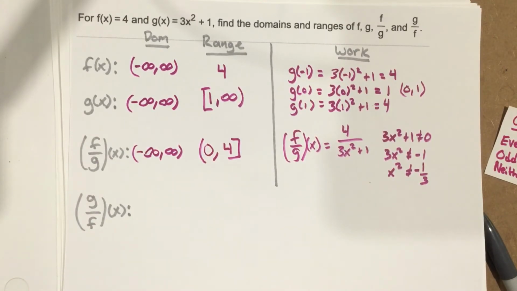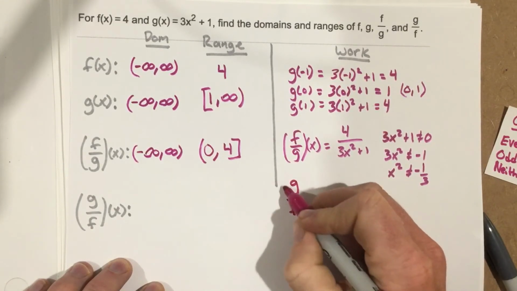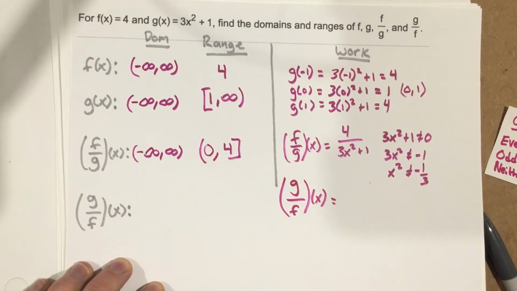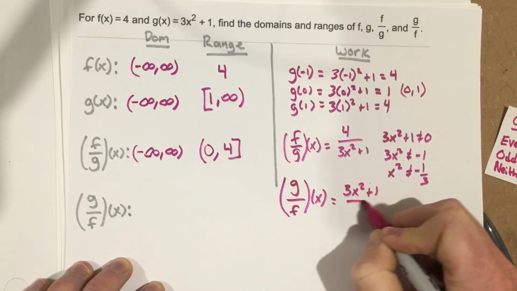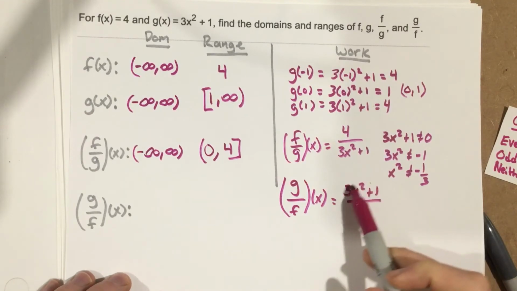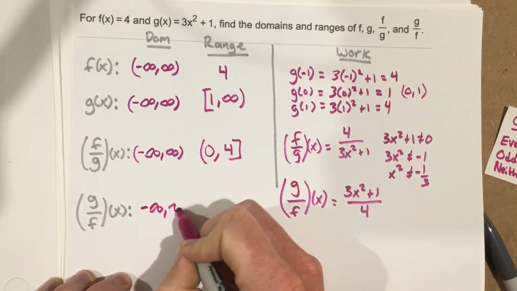Now g over f of x. I'm going to do g over f of x. So in this case, I do 3x squared plus 1 all over 4. Now we're going to do the domain here. Again, I can plug anything I want into this, so our domain still remains negative infinity to infinity.